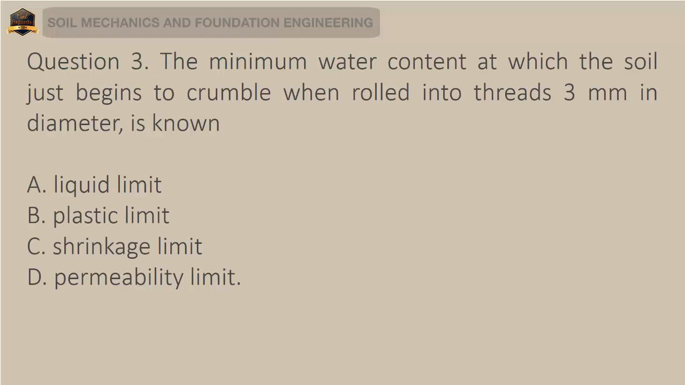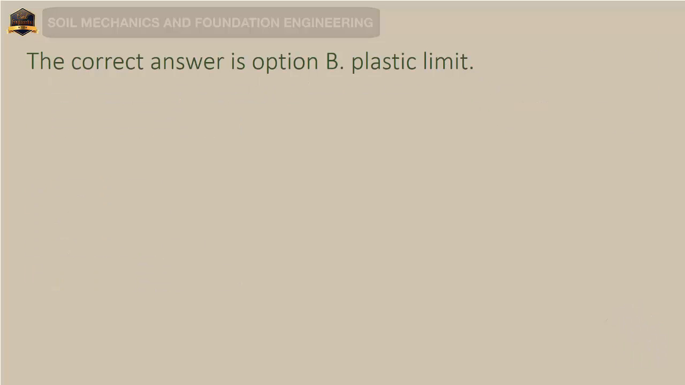Question 3. The minimum water content at which the soil just begins to crumble when rolled into threads 3 mm in diameter is known. A. Liquid limit. B. Plastic limit. C. Shrinkage limit. D. Permeability limit. The correct answer is option B. Plastic limit.